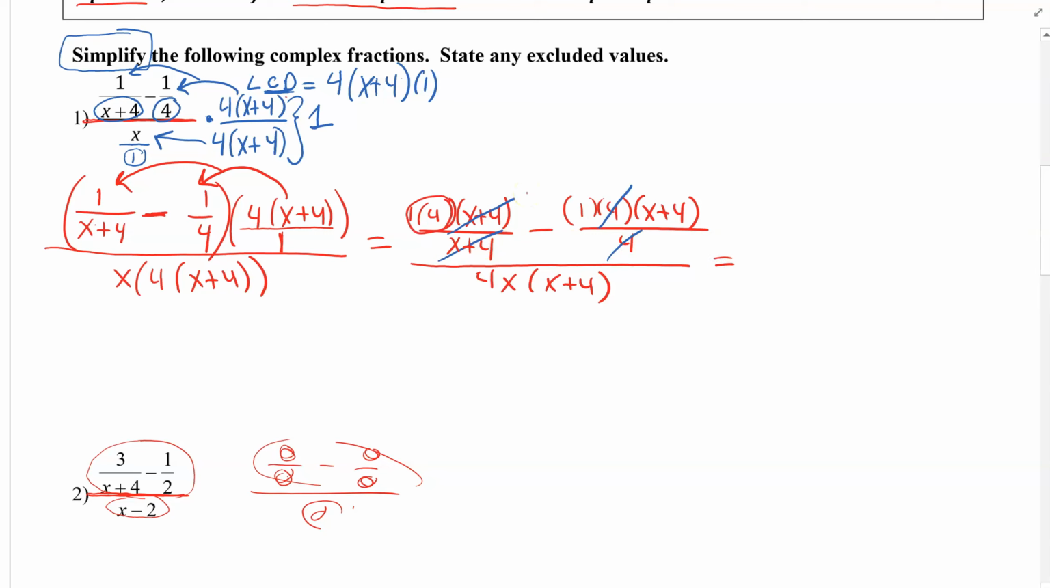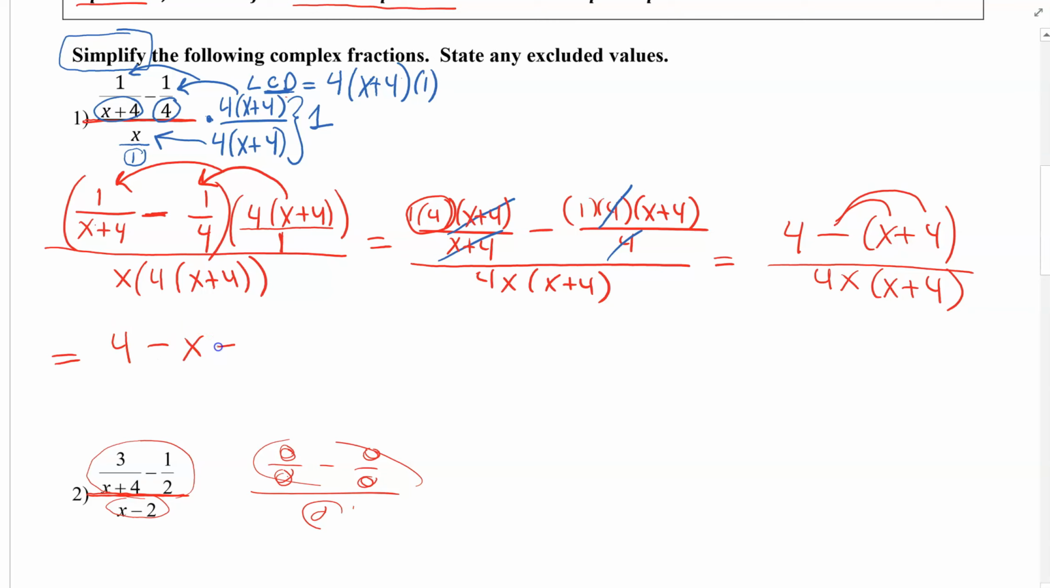So in the overall numerator, what I have left is 4 over 1, which is just 4, minus x plus 4 over 1, which is just x plus 4. The fractions in the numerator have just gone completely away. In the denominator, I have 4x times x plus 4, and I'm not going to distribute that because there's no need really. I will distribute this negative so that I can combine like terms, and I'll move that over here. So it ends up being 4 minus x minus 4 all over 4 times x plus 4.